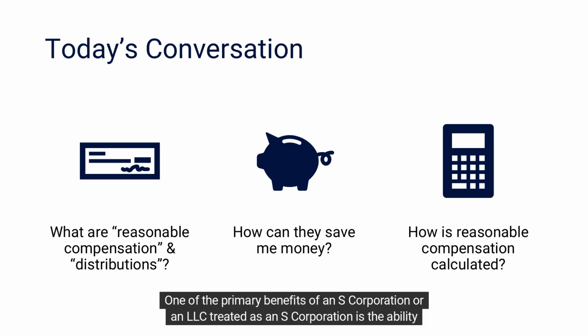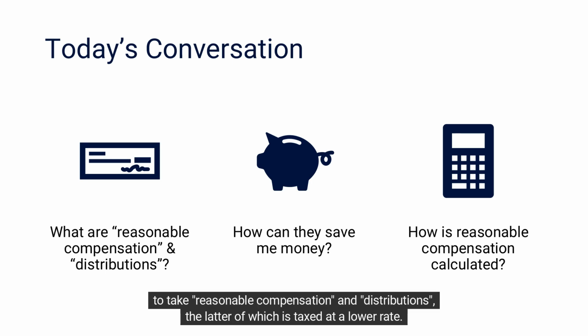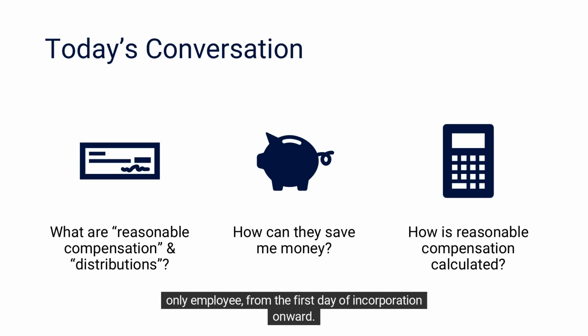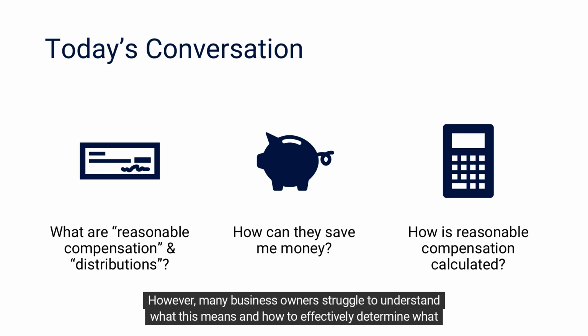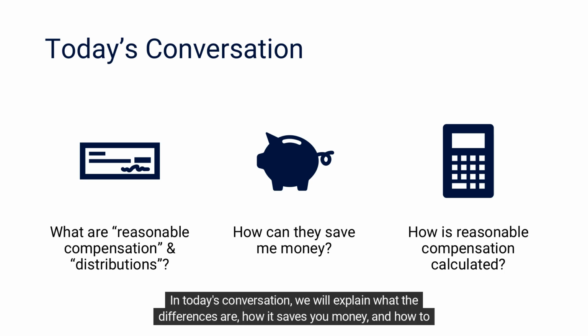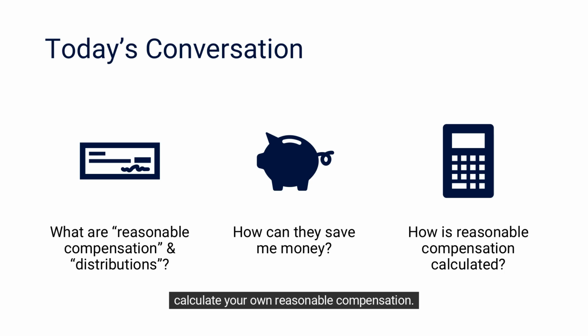One of the primary benefits of an S corporation, or an LLC treated as an S corporation, is the ability to take reasonable compensation and distributions, the latter of which is taxed at a lower rate. As a result, childcare business owners can save money on their compensation, even if they are the only employee, from the first day of incorporation onward. However, many business owners struggle to understand what this means and how to effectively determine what reasonable compensation should be. In today's conversation, we will explain what the differences are, how it saves you money, and how to calculate your own reasonable compensation.